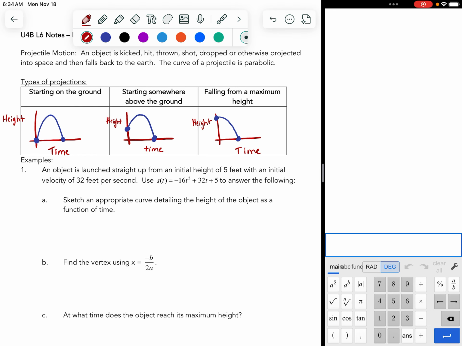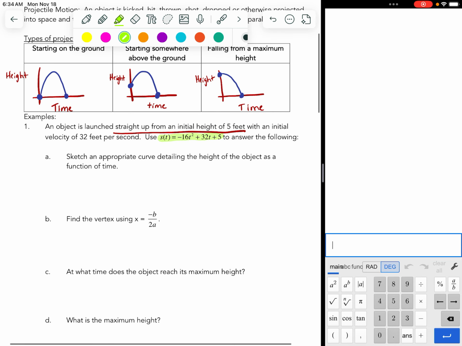Okay, so first example, we have an object that's launched straight up from an initial height of 5 feet, with an initial velocity of 32 feet per second, and then we're given a function. We want to answer the following questions. The first one says, let's sketch an appropriate curve detailing the height of the object as a function of time. The sketch, again, doesn't have to be perfect. I'm just asking which of these 3 situations we just drew is this.